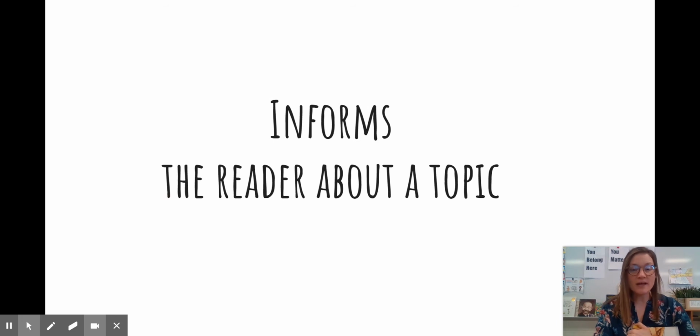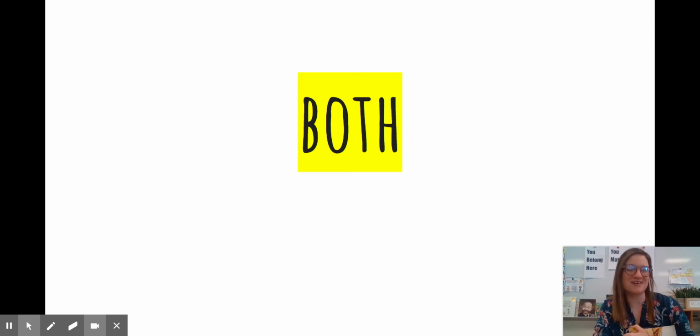Okay, the next one. Which one informs the reader about a topic? So which one is informative? Which one teaches the reader about a topic? That one is both. Both narrative nonfiction and expository nonfiction teach the reader or inform them about a topic.